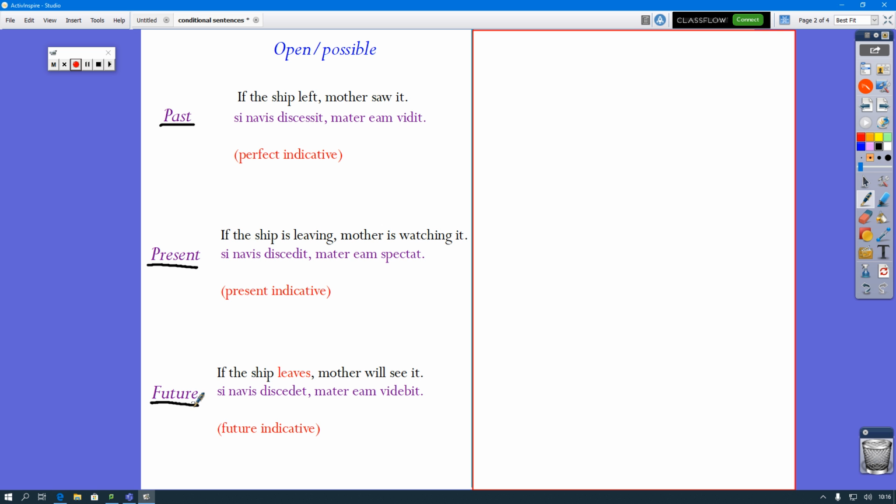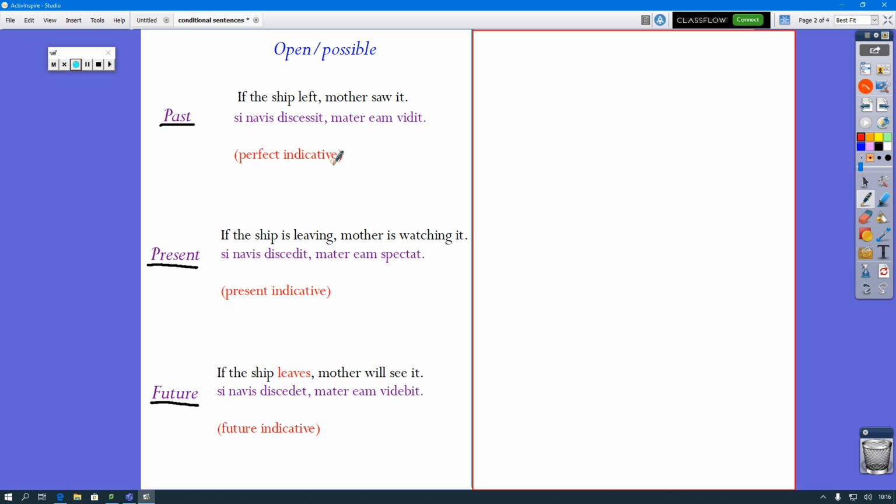And the tenses they use are the tenses that you would expect them to use. So in the past, we're going to use the perfect indicative tense. If the ship left, mother saw it. In the present tense, we're going to use the present indicative. If the ship is leaving, mother is watching it, because that's what mother likes doing. She likes watching ships.